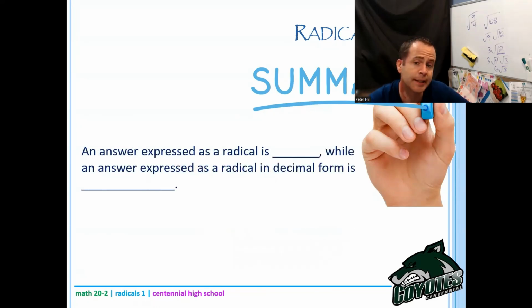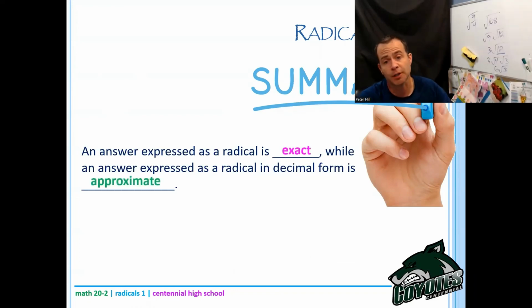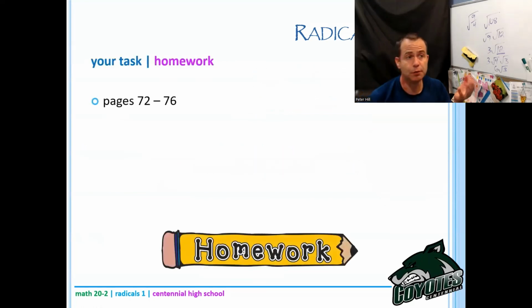An answer expressed as a radical is exact. Well, an answer expressed as a radical in decimal form would be approximate. Okay. Okay, awesome. So this was the review of 10C.